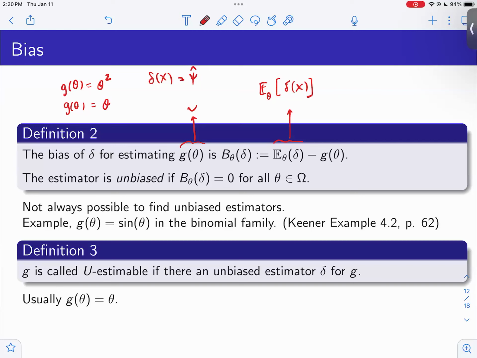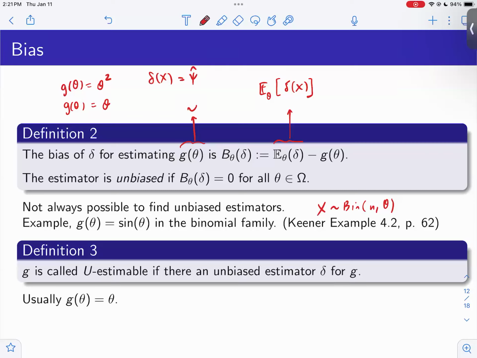It's not always possible to find an unbiased estimator, especially if g theta is complicated. Keener had an example in the binomial family. In our Bernoulli trial experiment, if we sum all the x_i's and call the sum x, then the model reduces to x being binomial with n trials and theta the probability of success. If you try to estimate, for example, sine of theta, there is no estimator that's unbiased.